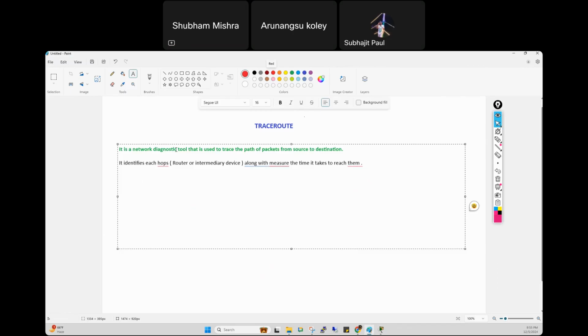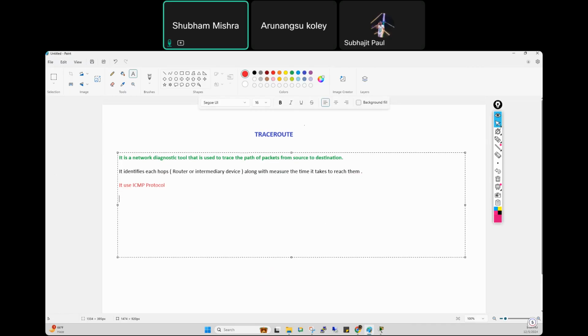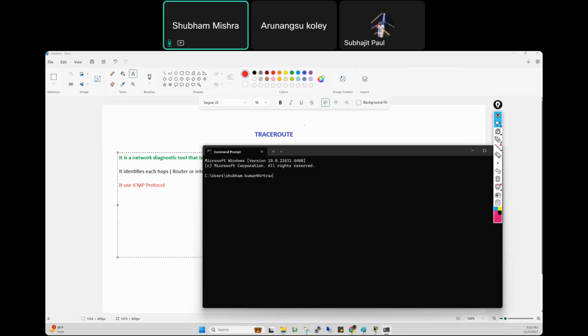Tracer, guys, uses one protocol. What is the name of the protocol, guys? I already told you. It uses the ICMP protocol. Clear? Everyone? And you know, I already told you, tracer basically sends a series of packets to the destination, right? When I write tracer 8.8.8.8 here, see, there are a number of packets my device is sending.